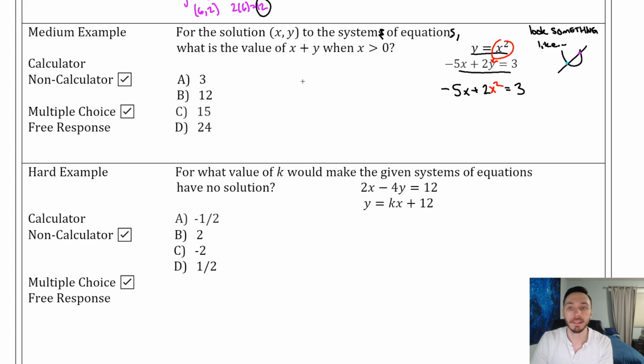I'm going to write this in ax squared plus bx plus c form, because this is going to allow me to see maybe I have to use the quadratic formula. Maybe I can factor it. Who knows? I'm going to move the 3 to the left, so it's going to be 2x squared minus 5x minus 3, and that's equal to 0.